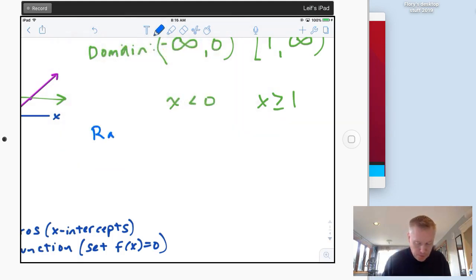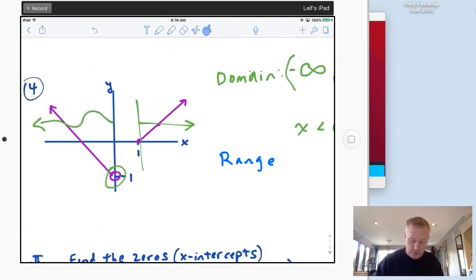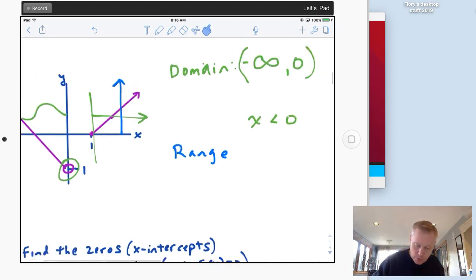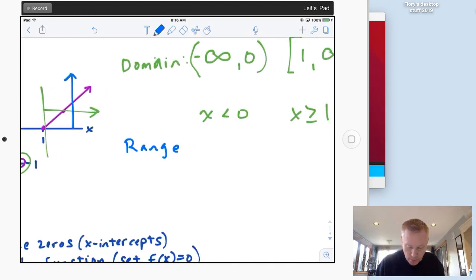And the range, of course, is the y. So if I'm looking at the y values, I got two of them. I'm going to list them individually here. The y for the one on the right starts at 0 and goes all the way up. So that would be y is greater than or equal to 0.